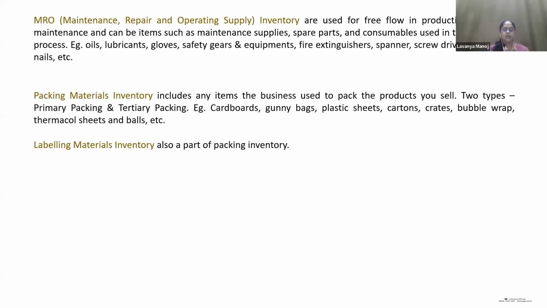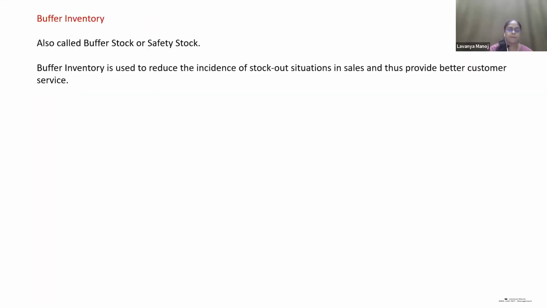So these are the main types of inventory in any organization, whether it is a production house or a warehouse. In any type of industry, you can see these kinds of inventory.